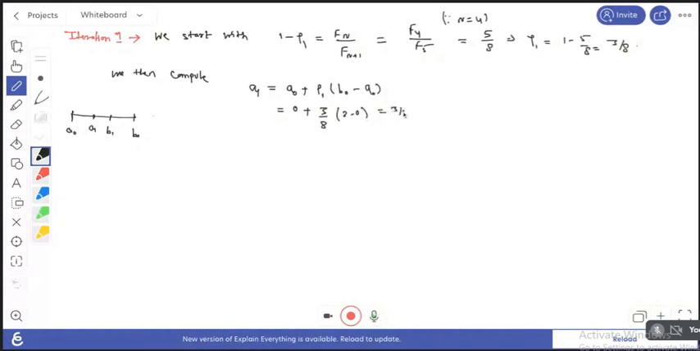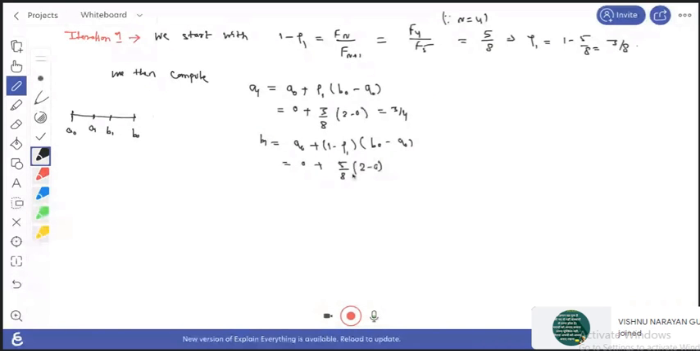Okay, and what about your B1 point? B1 is equal to the first point A0 plus 1 minus rho 1 times the length of the interval, that is B0 minus A0. Here the initial point is 0, and 1 minus rho 1 is 5 by 8, and here 2 minus 0. So this equals 5 by 4.